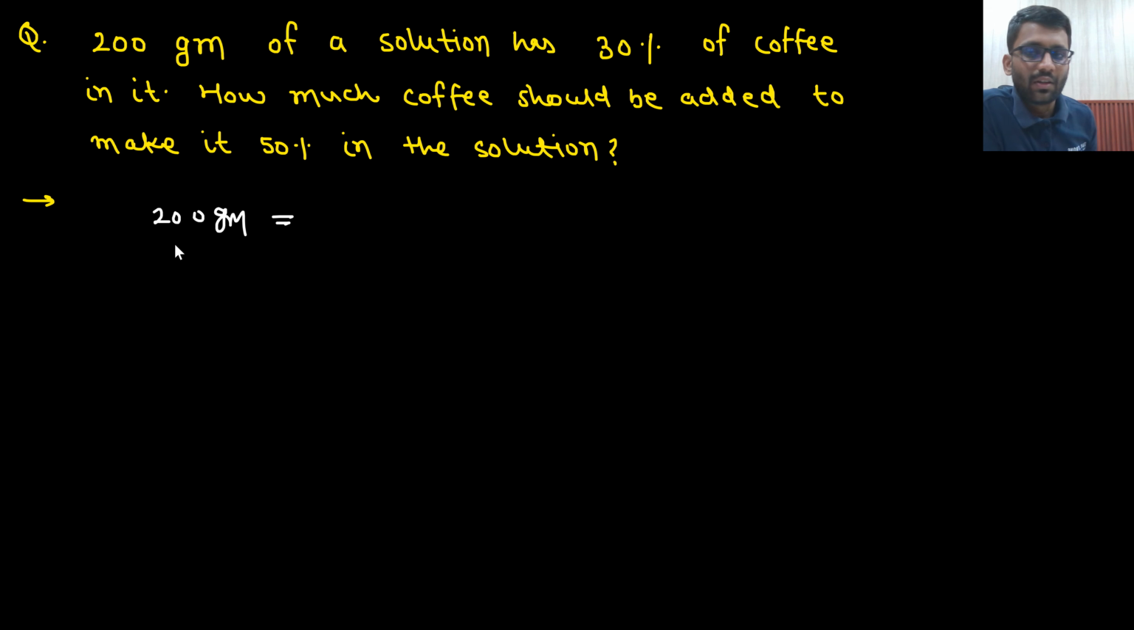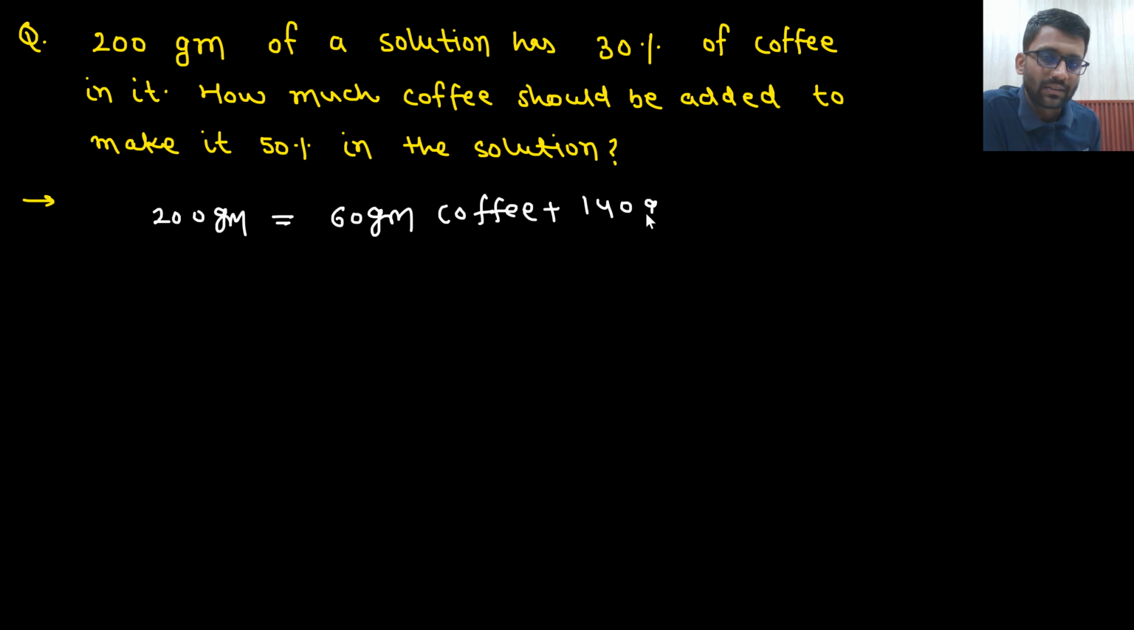30% was coffee. So what is the 30% of 200 gram? 30% of 200 gram, 60 gram, right? So 60 gram coffee was there, plus 140 gram other things. 60 gram was coffee and 140 gram other.